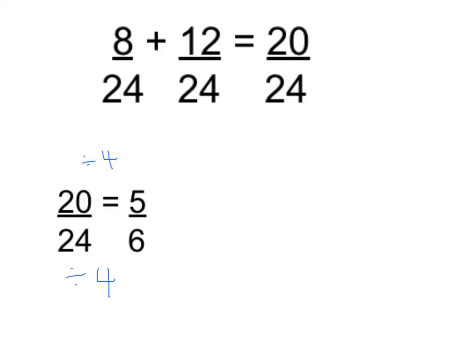In order to simplify the fraction, we have to divide by the largest number possible. So the largest number that 20 and 24 can both be divided by is 4. So to get the fraction in simplest form, 20 divided by 4 is 5, 24 divided by 4 is 6. So the answer in simplest form is 5/6.